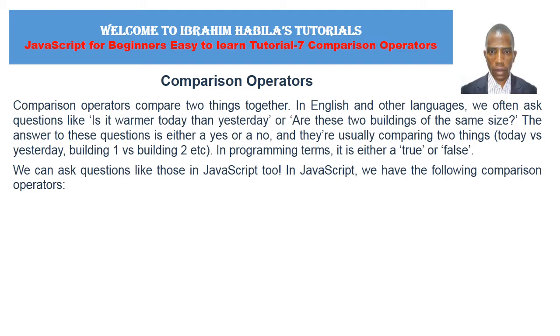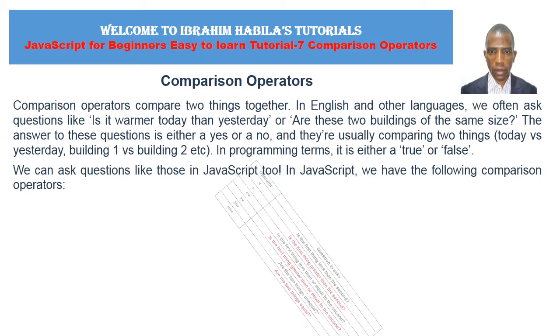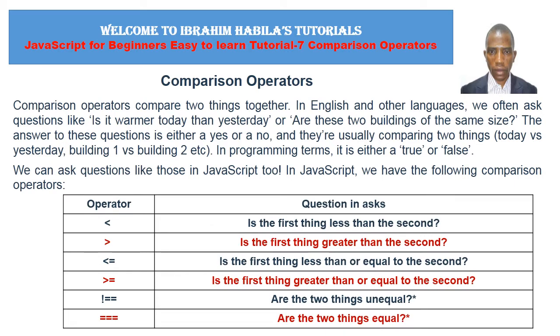We can ask questions like those in JavaScript too. In JavaScript, we have the following comparison operators. We have the operator less than: is the first thing less than the second? We have the operator greater than: is the first thing greater than the second? We have the operator less than or equal to: is the first thing less than or equal to the second? We have greater than or equal to: is the first thing greater than or equal to the second? We have exclamation and double equal, not equal.